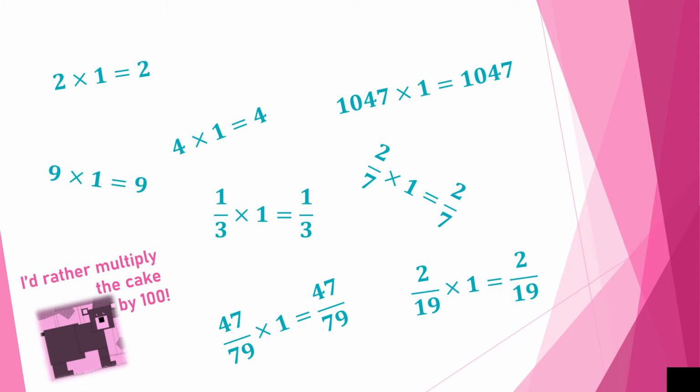In fact, if you multiply any number by 1, you don't change the value of that number. That's why we call 1 the multiplicative identity. Multiplicative identity is a pretty big term, but all it means is that if you multiply any number by 1, you do not change the value of that number.